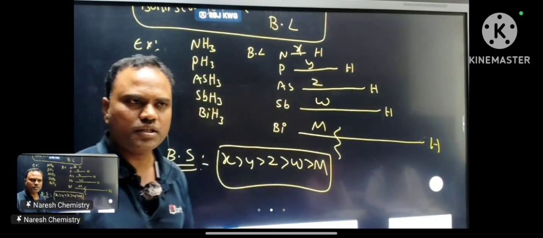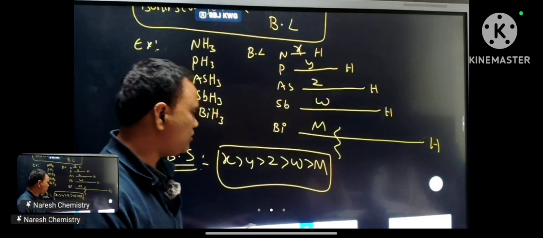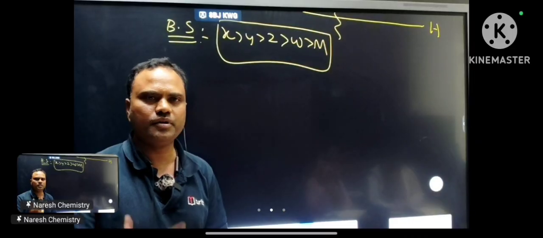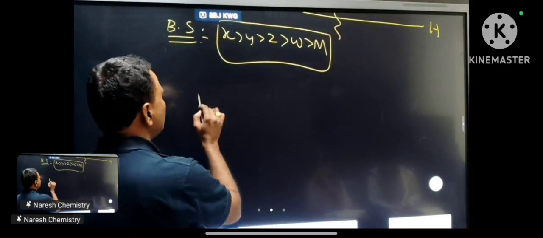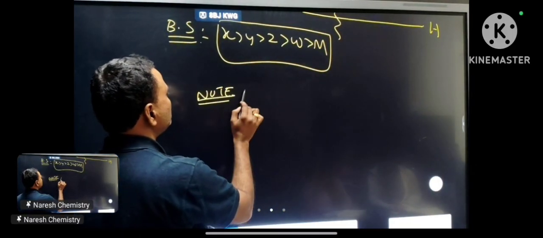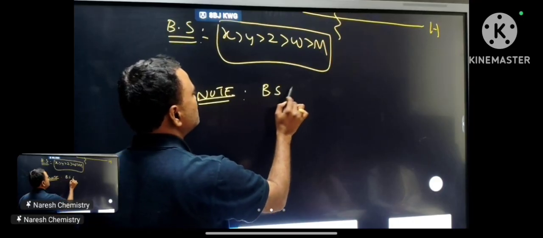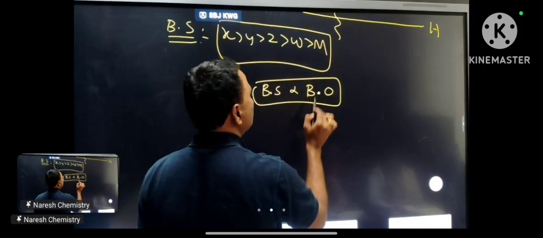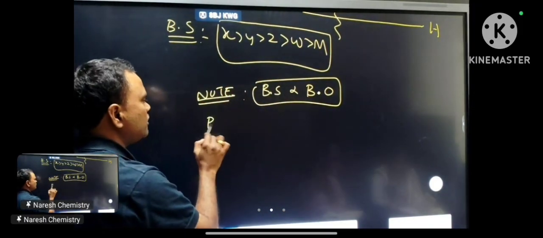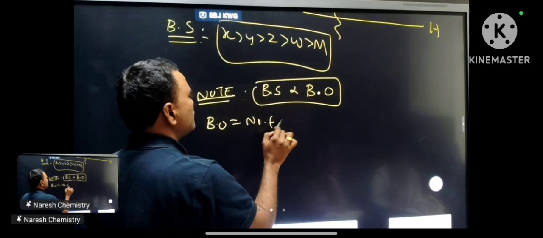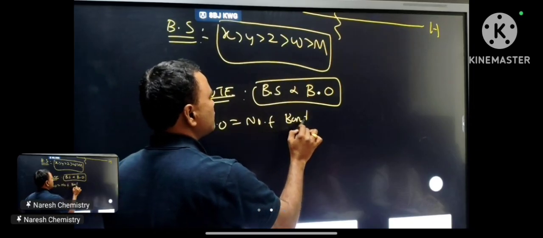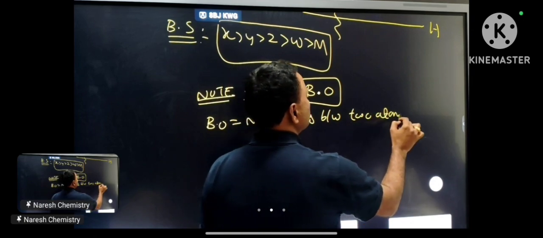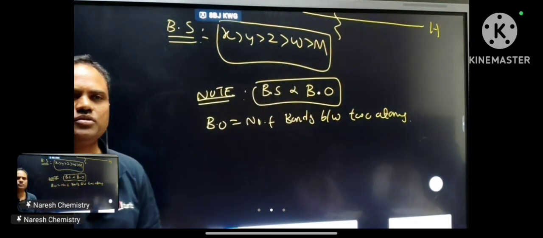That is bond strength. Next, in molecular orbital theory, you learnt bond order and bond strength. I have given it already, once I will revise. Another note: bond strength is directly proportional to bond order. What is bond order? Bond order means the number of bonds between two atoms.